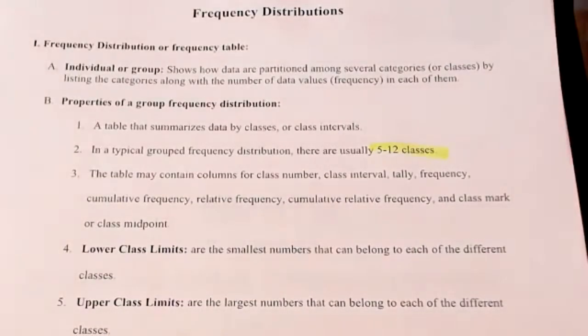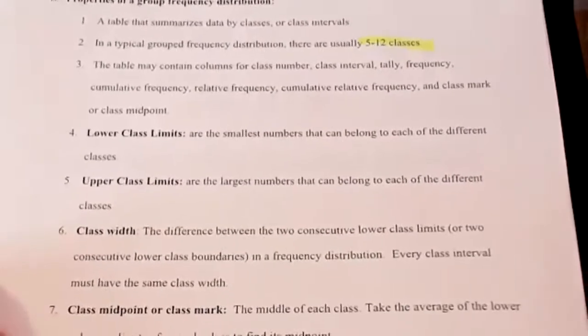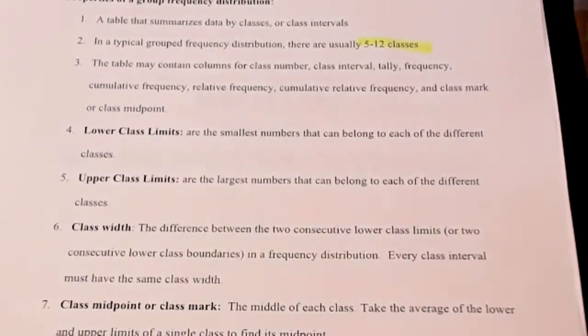Sam, would you continue reading 4, 5, and 6? You got it. Okay. 4, lower class limits are the smallest numbers that can belong to each of the different classes. Upper class limits are the largest numbers that can belong to each of the different classes. And class width, the difference between 2 consecutive lower class limits or 2 consecutive lower class boundaries in a frequency distribution. Every class interval must have the same class width. Perfect. Thank you so much.